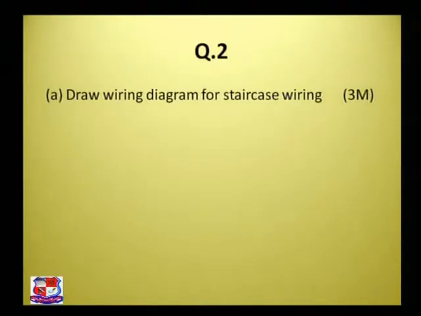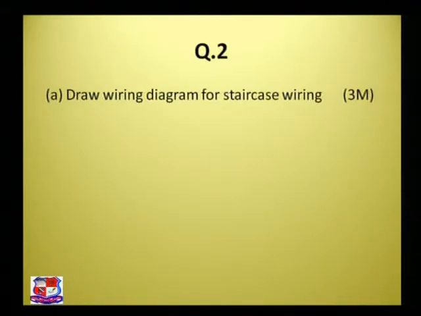Question 2, part A. Again it is written as draw wiring diagram for staircase wiring. Again, before attempting this question, it is better to see on the right hand side how many marks this question is carrying. It is carrying 3 marks. So we don't need to write this answer in too much detail. It is already only written as draw wiring diagram.